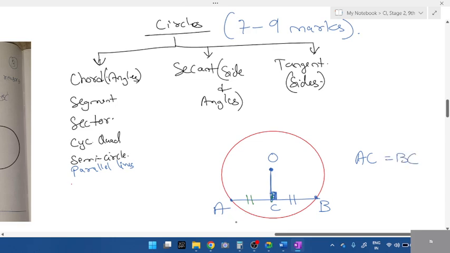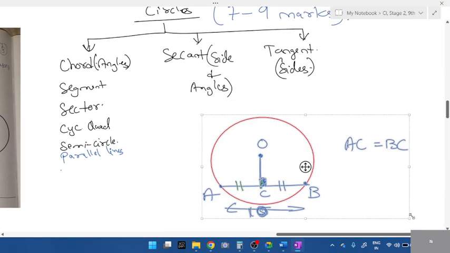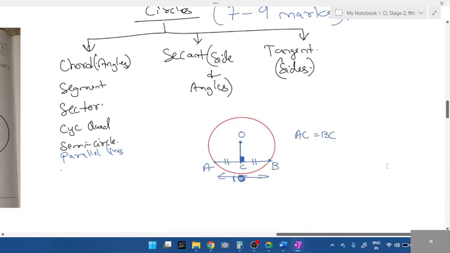If entire value of AB is 10 centimeter, what will be the value of AC and BC, students? Yeah, 5 and 5. This is only for a straight line. Okay, AB is a chord. Even this is a property of a chord. So if you solve such questions, remember this, don't get confused.